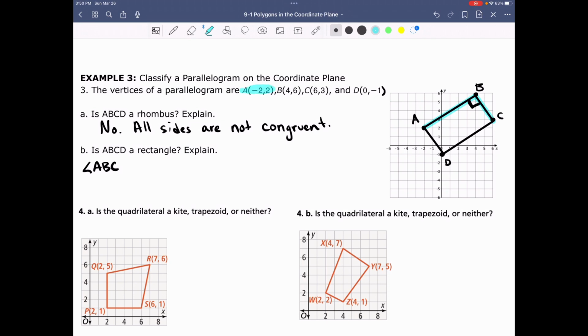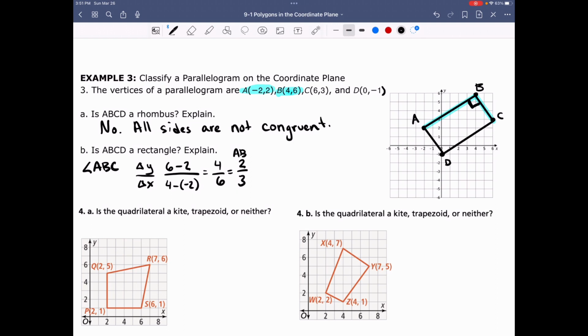So let's go from A to B. The slope is the change in y over the change in x. So the y's would be 6 minus 2, and the x's would be 4 minus -2. This is the slope for AB. So that equals 4, and in the denominator, 4 minus -2 changes to plus, so 4 plus 2 is 6. That equals 2/3. So that is the slope for AB.